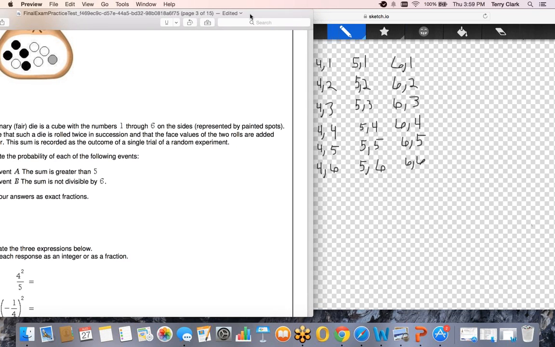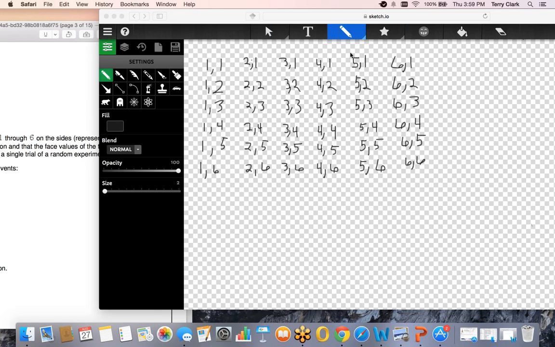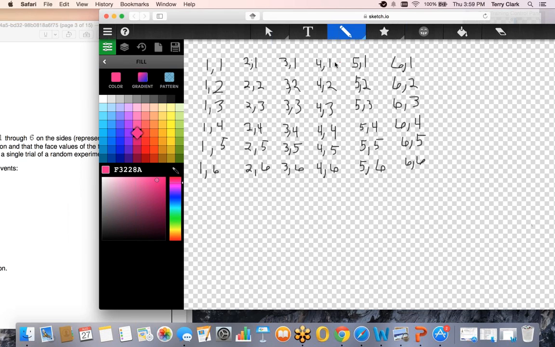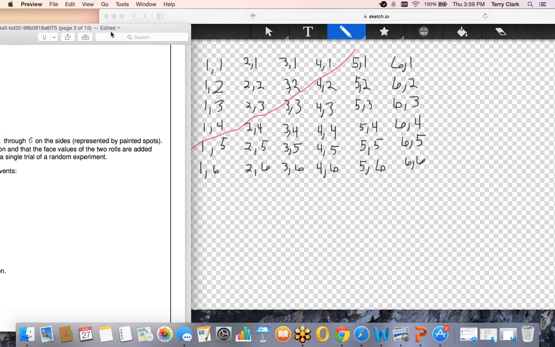Okay, so the first one says that when you add them up, they've got to be greater than 5. Well, when we look at this, greater than 5 means 5 or higher. So we're going to see a boundary being created here. Let's change the filler here. Everything that's going to be greater than 5 is going to fall below this Mason-Dixie line. Okay, so everything greater than 5 is going to fall below this line here.